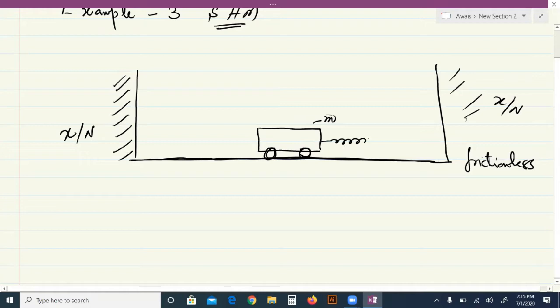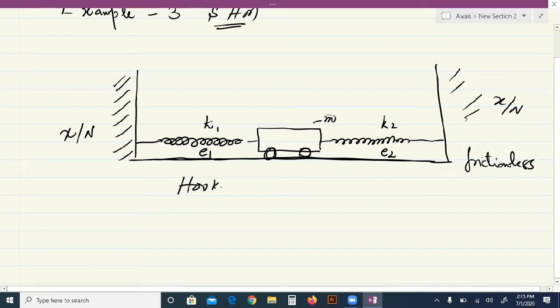One spring is attached at one end and the other spring is attached at the other end. Both springs are extended. Spring constant K1. Here the spring constant K2. So extension in this spring is E1. Extension in the other spring is E2.